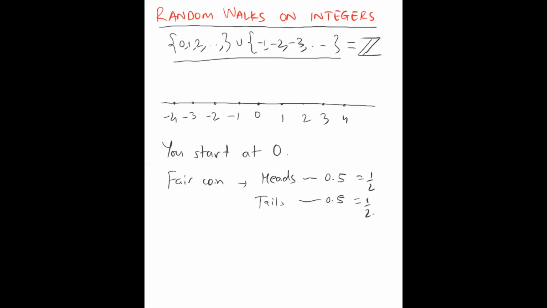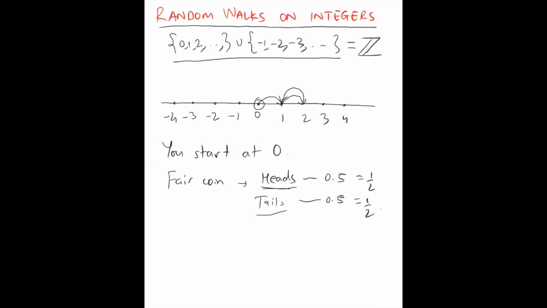And the way you play this game is you first start at 0. Now you toss your coin. Suppose it comes up heads, then you move one step to the right. Now you are at 1. You toss the coin again. Say it comes up heads again. So now you move another step to the right. Now you toss the coin again. Say it comes up tails this time. Then you move to the left. And you just keep on doing this.